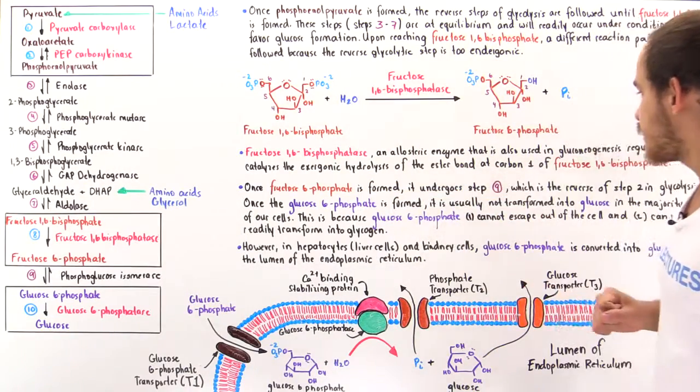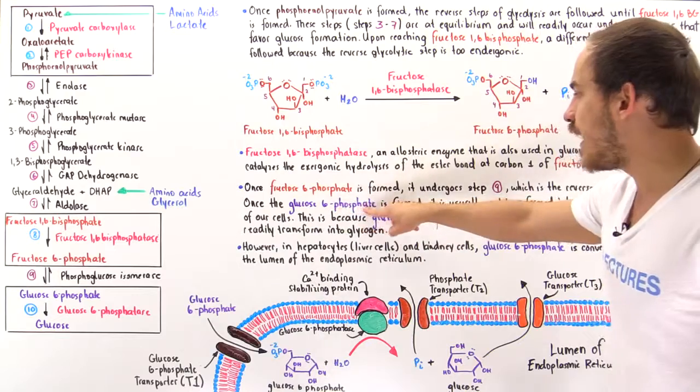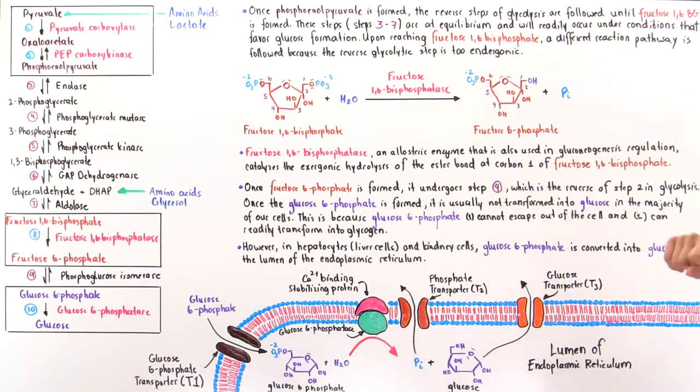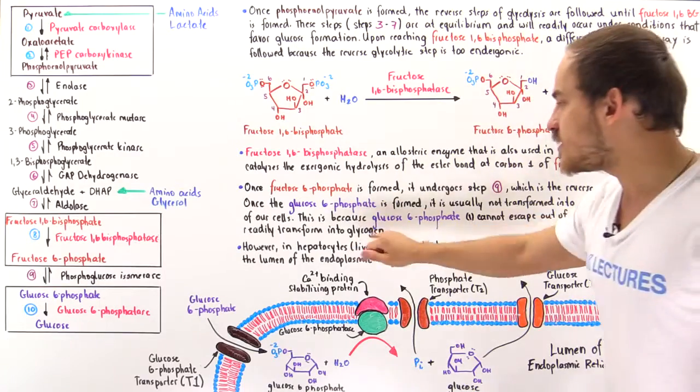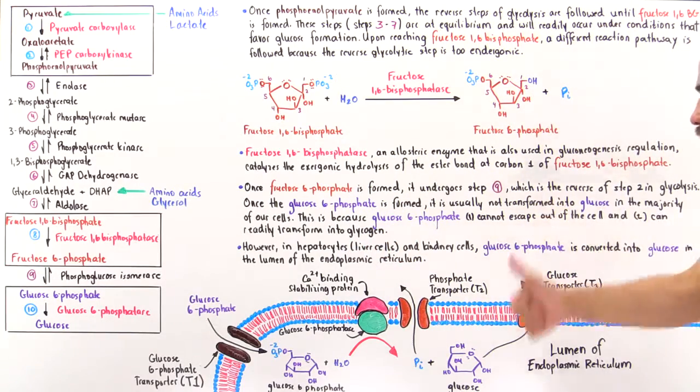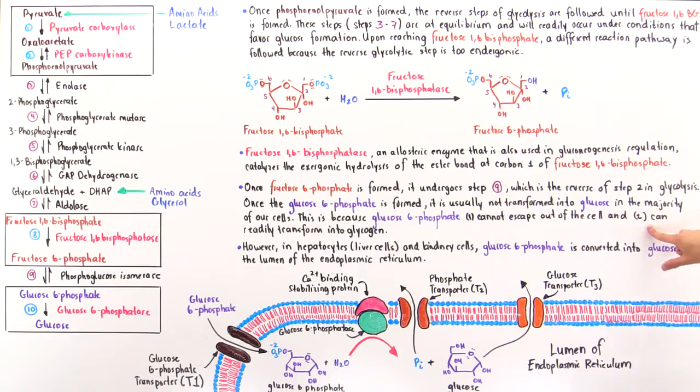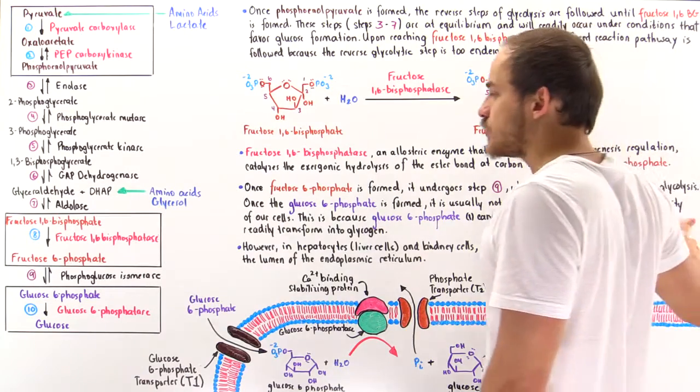Once the glucose 6-phosphate is formed, it is usually not transformed into glucose in the majority of our cells. And this is because glucose 6-phosphate, number 1, cannot escape out of that cell. Number 2, can easily be transformed into glycogen.